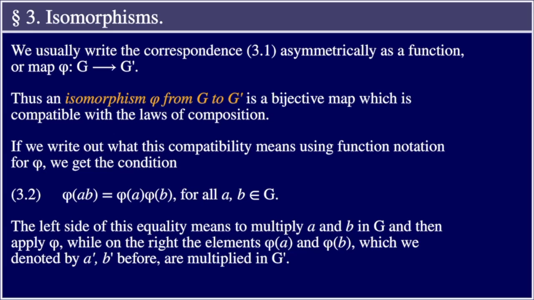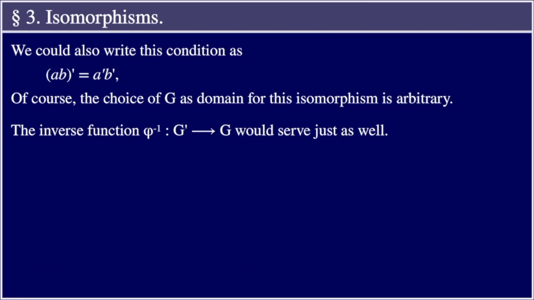The left side of this equality means to multiply a and b in G and then apply phi, while on the right side the elements phi of a and phi of b, which we denoted by a' and b' before, are multiplied in G'. We could also write this condition as the quantity ab' is equal to a'b'. Of course, the choice of G as domain for this isomorphism is arbitrary. The inverse function, phi inverse mapping G' to G, would serve as well.